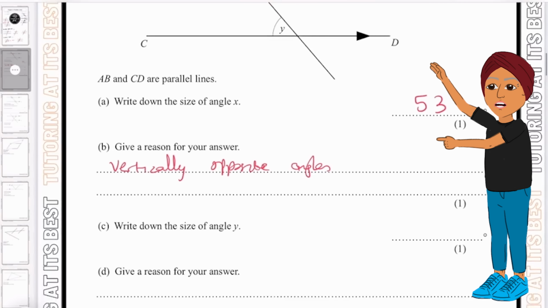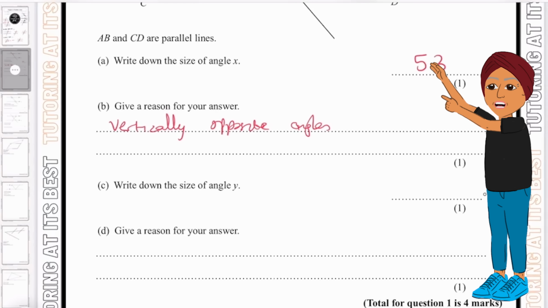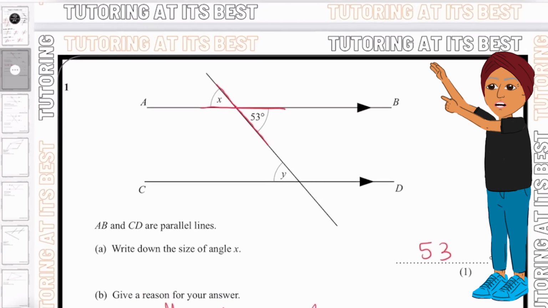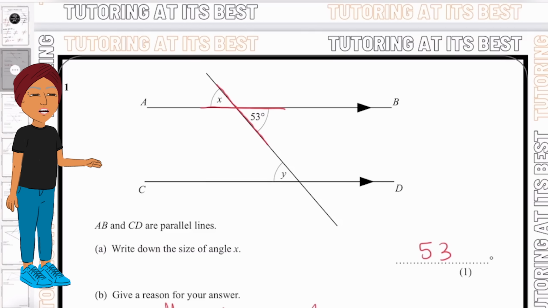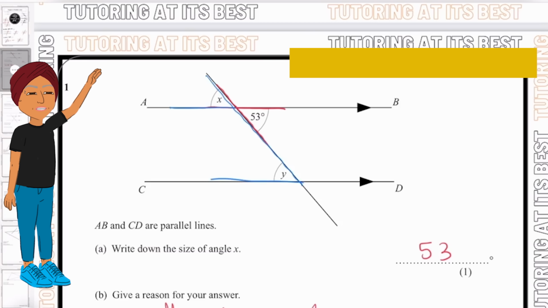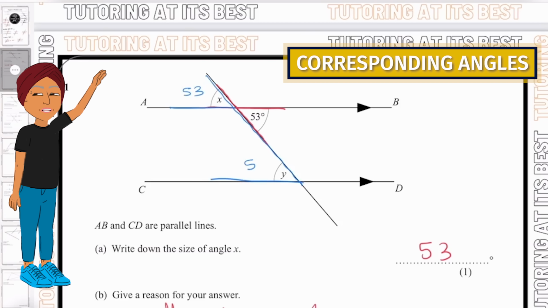And then we need to write down the size of angle Y and also give a reason for that. So we now know that in terms of angle Y, we can make another letter from this, and that would be the letter F. And that would be our upside down F. So if X is 53 degrees, then Y also has to be 53 degrees.